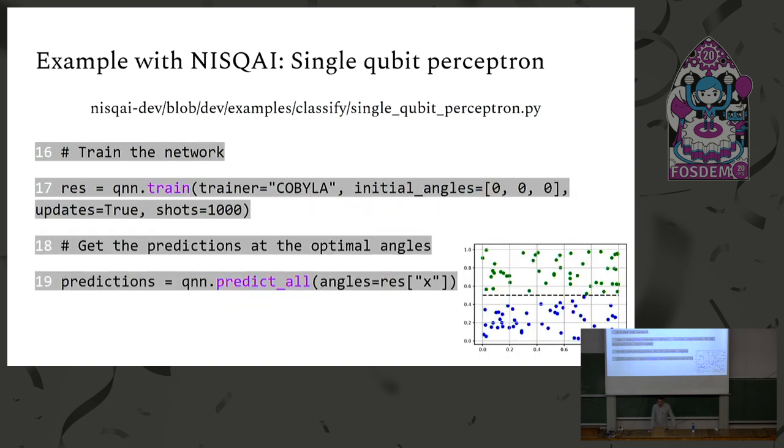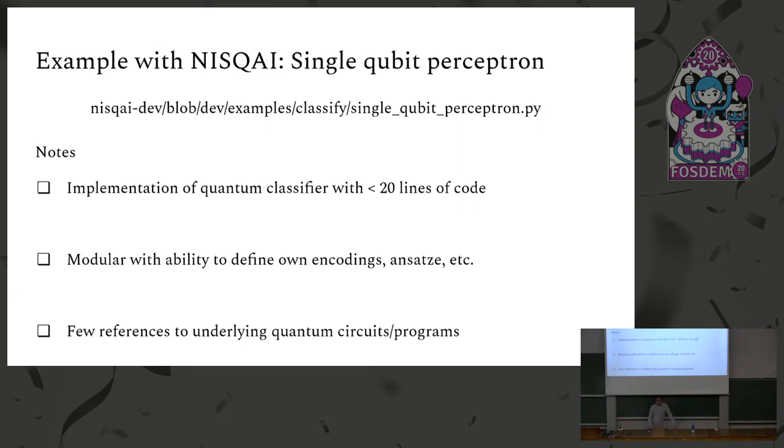Once we have this, now we can train. I'll just go through this quickly. This is the standard thing in machine learning. And then once you train, you can get all the predictions. And here in this case, you are able to correctly classify all of this data. So that's one example that we have.